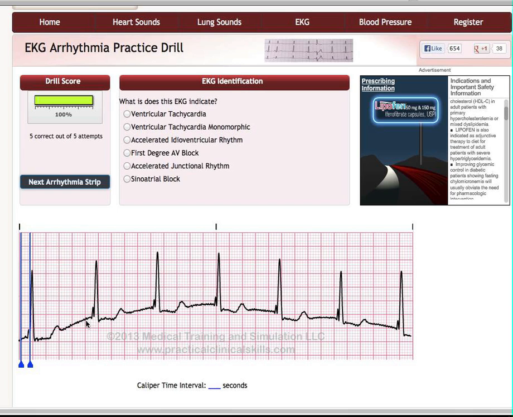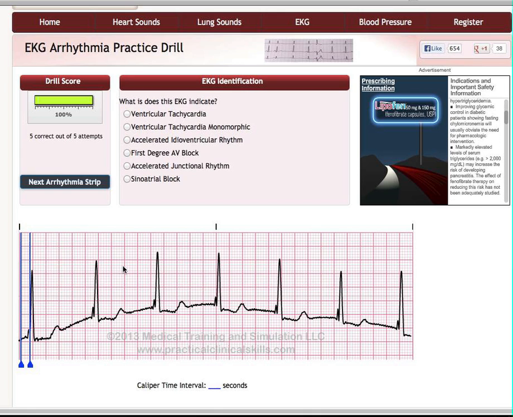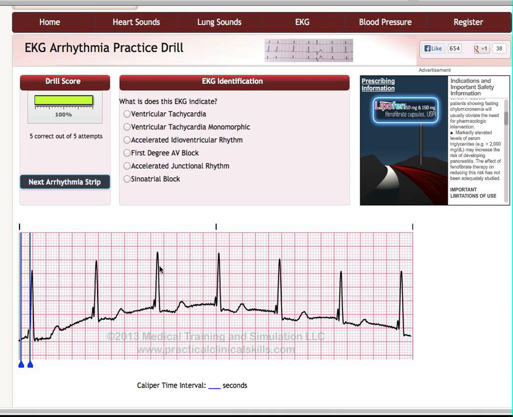Is it regular or irregular? So 300, 150, 100, 75, 60. Okay, so 300, 150, 175, excuse me, 300, 150, 175, 60. So it's around 60 to 70 or so, so it's pretty regular. Is it tachycardic or not? Well, we know it's not because we just counted that out. Are there P waves in front of every QRS? Well, it doesn't look like that. Okay, so we know it's not a sinus rhythm.